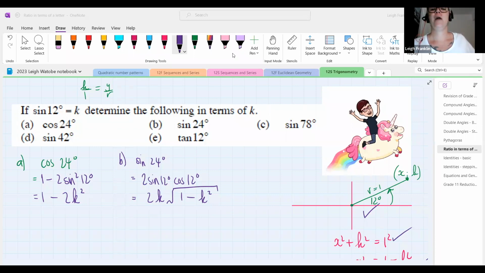Nolitando, you got a question? Hi, ma'am. No, I just wanted to ask if I can do C. You want to do C? Yes. Oh, beautiful. Go for it. Okay. So I use the interior angles of a triangle. So 180 minus 90 minus 12 is 78. And then from there, sine is opposite over hypotenuse. So our x is going to be our hypotenuse. So it's going to be square root of 1 minus k squared over 1.